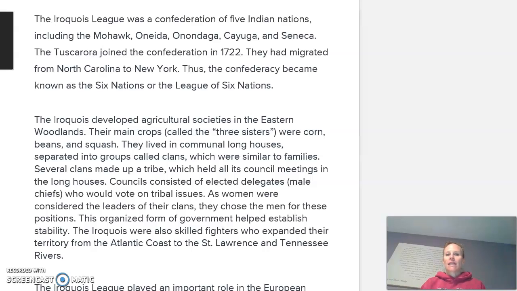So the Iroquois League was a confederacy of 5 Indian nations, including the Mohawk, Oneida, Onondaga, Cayuga, and Seneca. The Tuscarora joined the Confederation in 1722. They had migrated from North Carolina to New York. Thus, the Confederacy became known as the Six Nations, or the League of Six Nations. So, all this paragraph is talking about is the names of the Indian tribes that are in this nation. Okay, and if I said them wrong, I'm sorry.